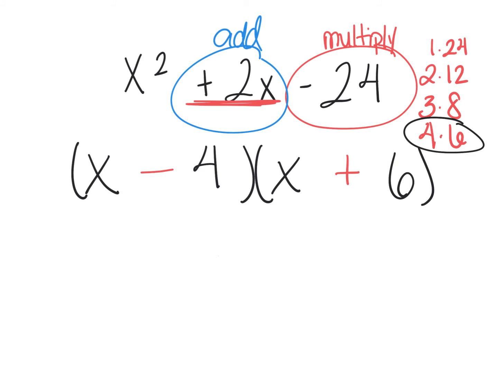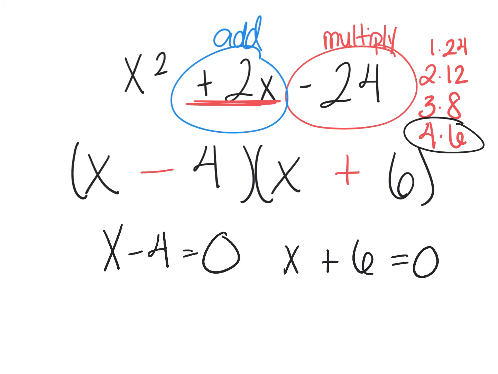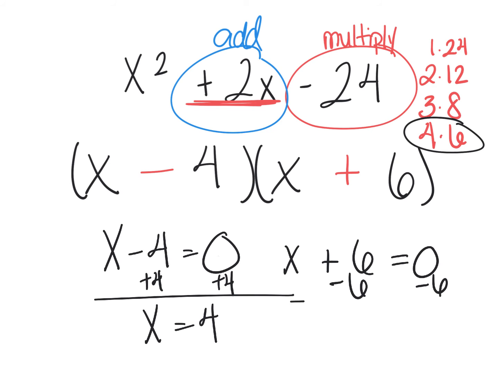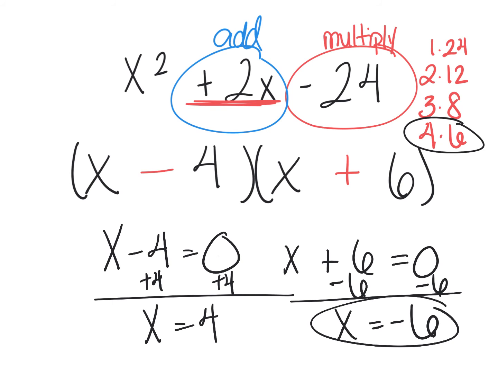Okay, so now we are ready to solve, and we set them equal to 0. So x minus 4 is equal to 0, and x plus 6 is equal to 0. We go and take care of those opposites. Opposite of subtracting is adding, so x is equal to positive 4. Opposite of adding is subtracting, so x is equal to negative 6. Those are our two solutions for this particular problem.